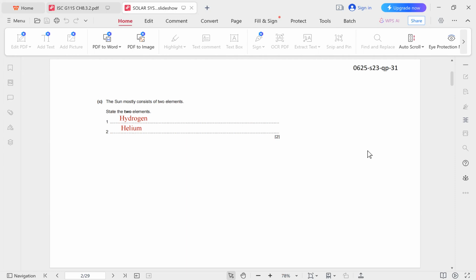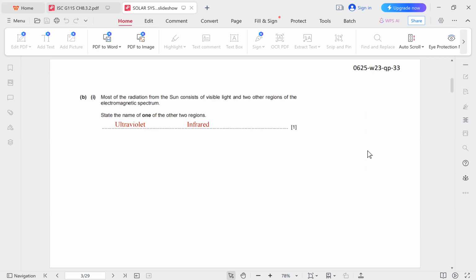The Sun mostly consists of two elements. State the two elements. Of course, the two elements that are mostly present in the Sun are hydrogen and helium. And we will discuss this in more detail.